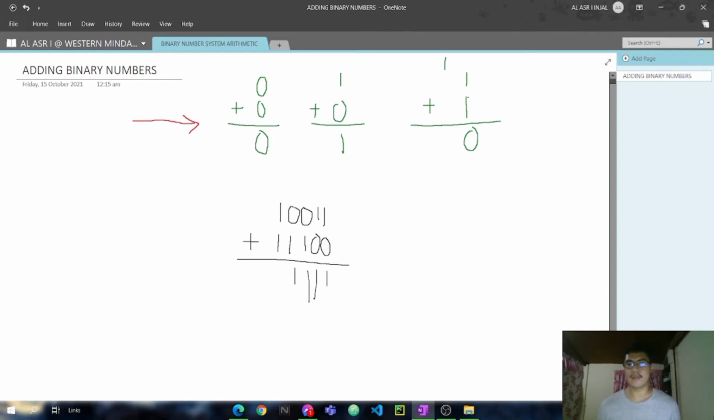So here I will apply this scenario. So 1 plus 1 is 0, carry 1, then bring down 1. So guys, that's all. This is the final answer.